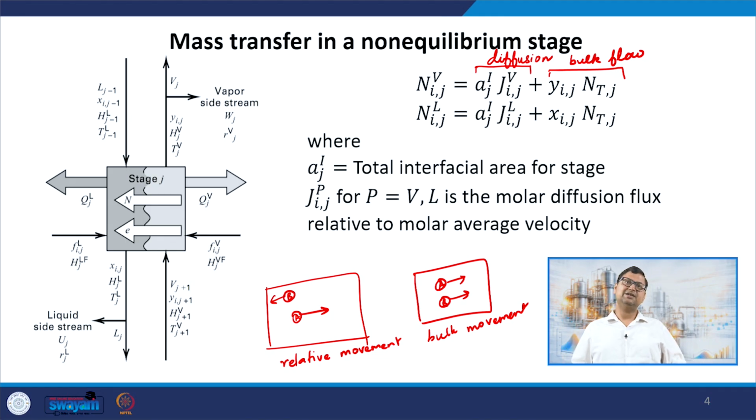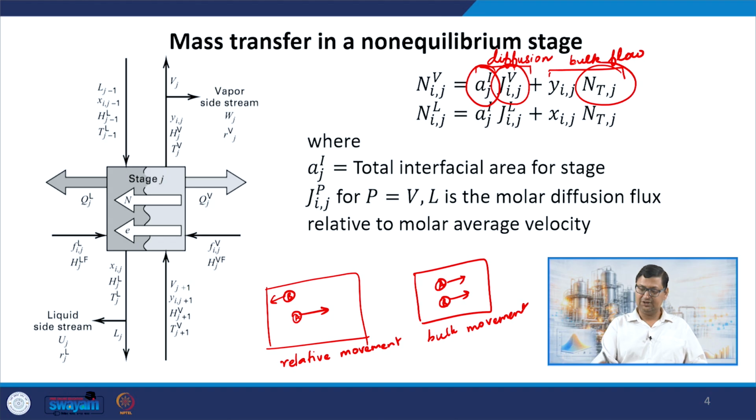The other thing is that one species, because of whatever reason, is moving relative to the other species, that is my diffusion, right. The diffusive flux is typically written as J, right, and we have to multiply the flux with the corresponding area to get the net mass transfer rate because of diffusion.